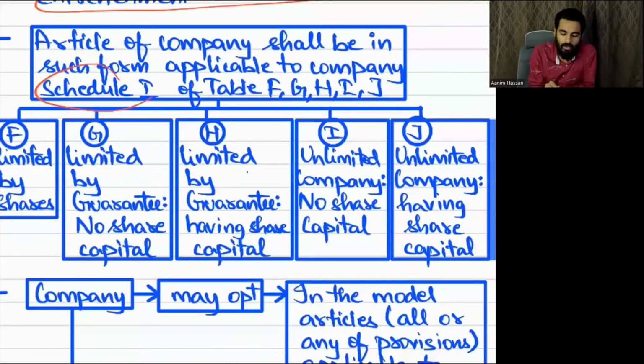In Schedule 1, Tables F, G, H, I, J contain a few things. If it is F, it is a company limited by shares. If it is G and H, it is a company limited by guarantee. If it is I and J, it is an unlimited company. So you have to see which company you are, and include that in your articles. Yes or no?